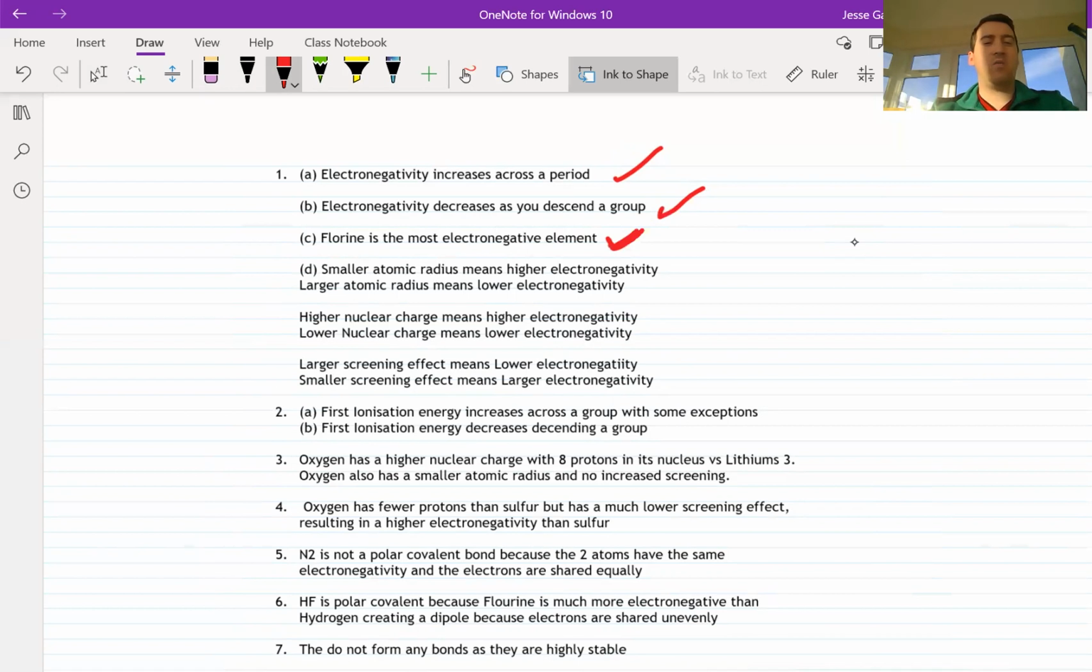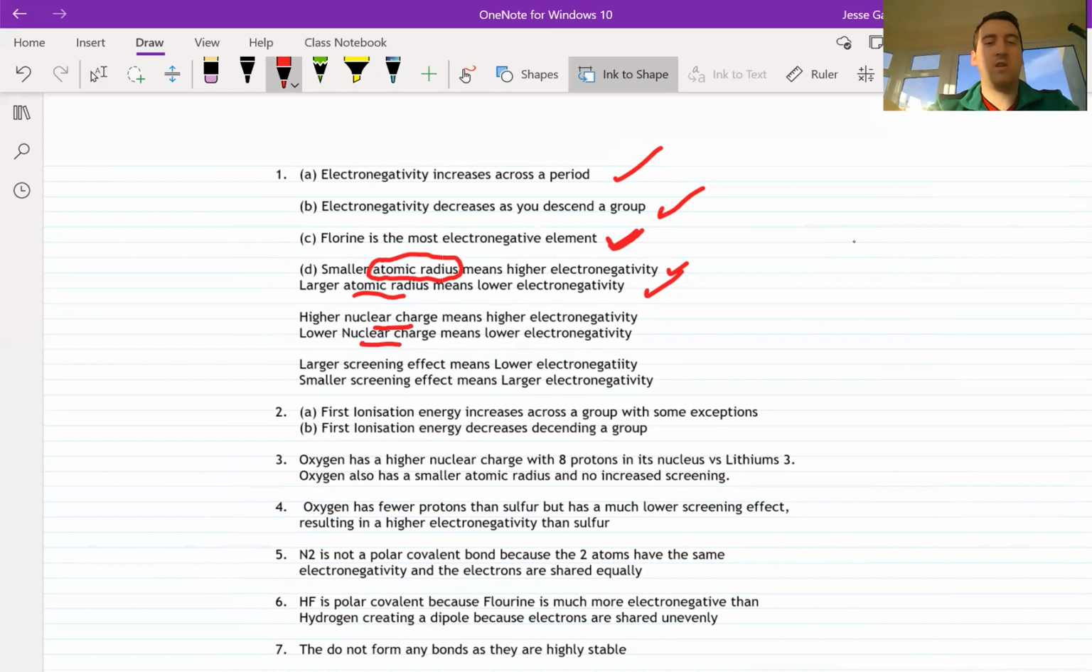D, what are the factors? A smaller atomic radius means higher electronegativity. A larger atomic radius means lower electronegativity. You should have mentioned both of those. So in the first bit we're focusing on the atomic radius. We're then focusing on nuclear charge.